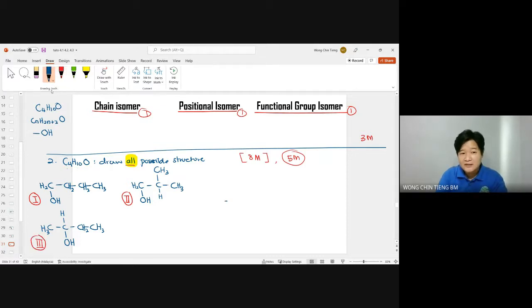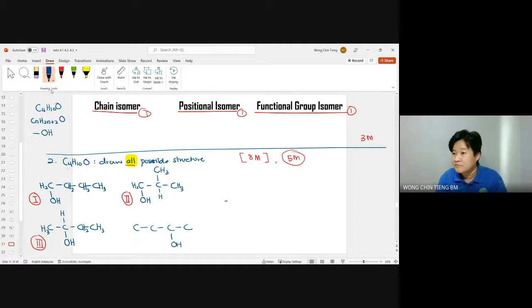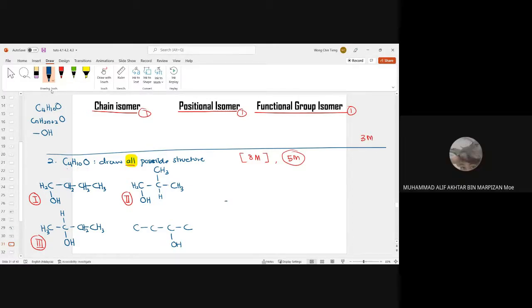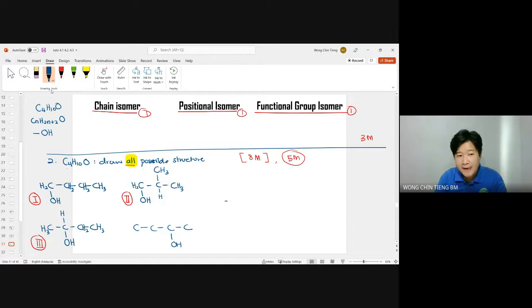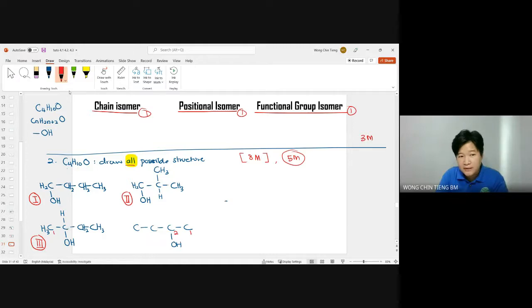Dan kena sambung positional. Positional tak habis lagi. Check your positional. Can I still move the OH? No. Yes. Anis say yes. Alif say tak. Kenapa Alif? Sebab dia sama dengan yang nombor 3. 1, 2, 1, 2. Nampak? So tak boleh. Bila dah tak boleh, baru kita move on, betul?